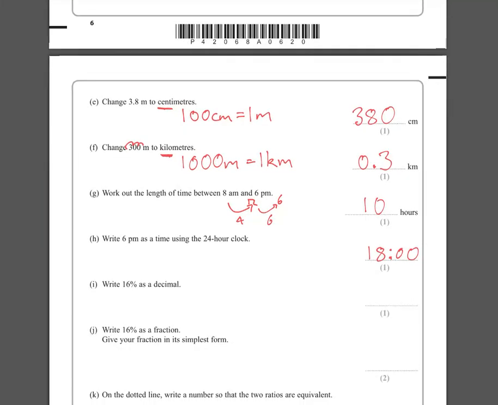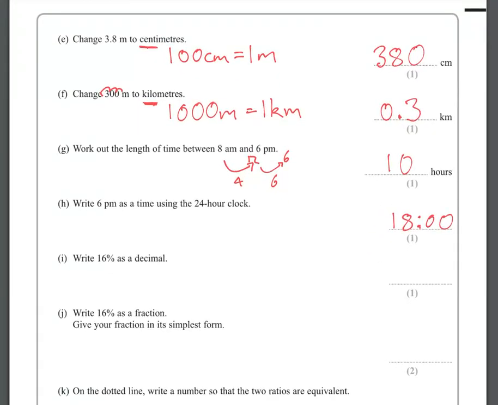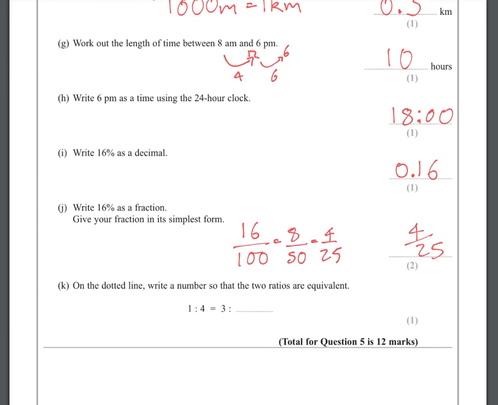16% as a decimal is 0.16. As a fraction in its simplest form, 16% is 16 over 100, and then we just cancel down. Let's divide the top and bottom by 2, 8 out of 50, 4 out of 25, and then there's nothing that goes any further than that. So 4 out of 25.